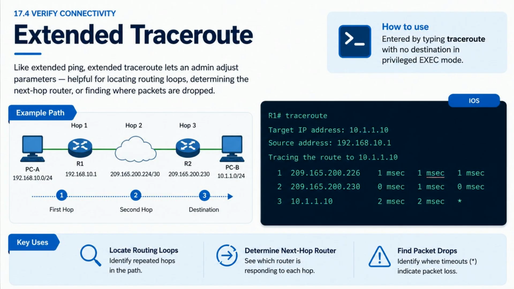Like extended ping, extended traceroute, by typing traceroute with no destination in privileged exec mode, lets an admin adjust parameters, useful for locating routing loops, determining the next hop router, or finding exactly where packets get dropped. Walk the example output on screen, including the asterisk marking a lost, unanswered probe on the final hop.